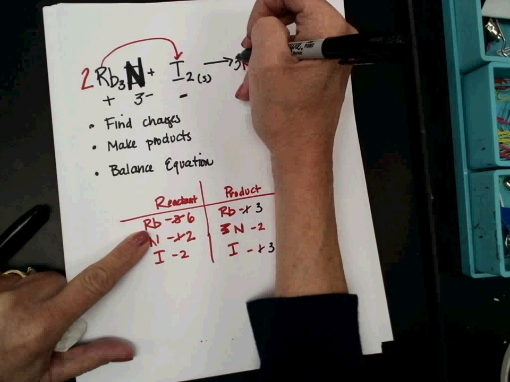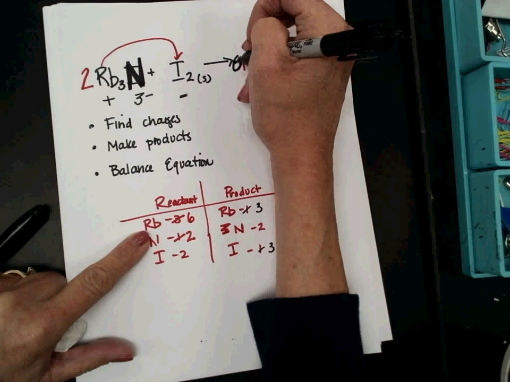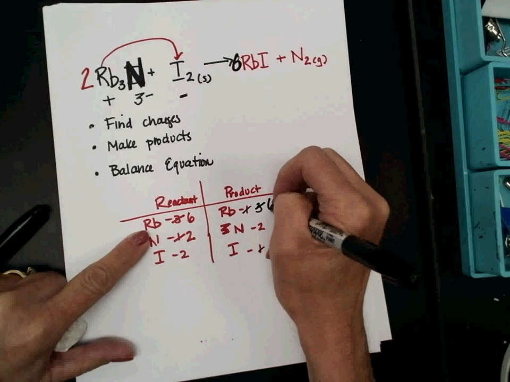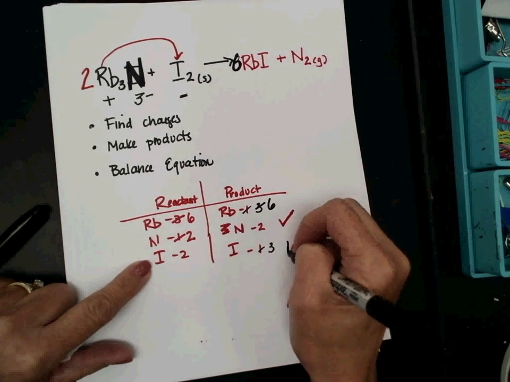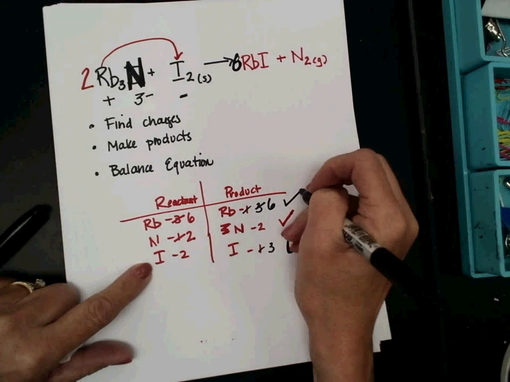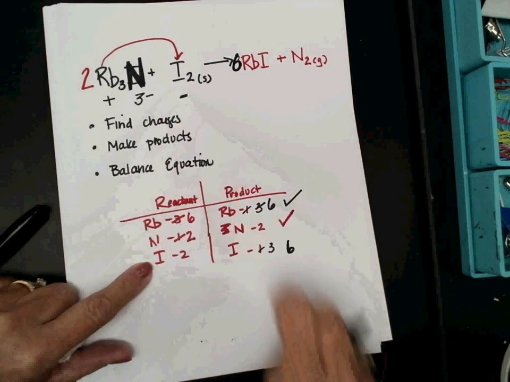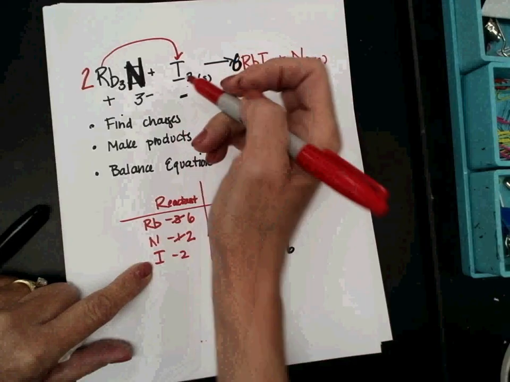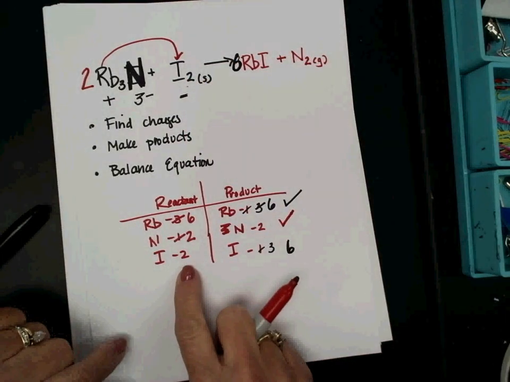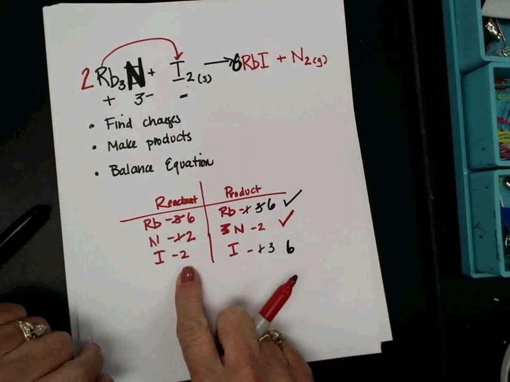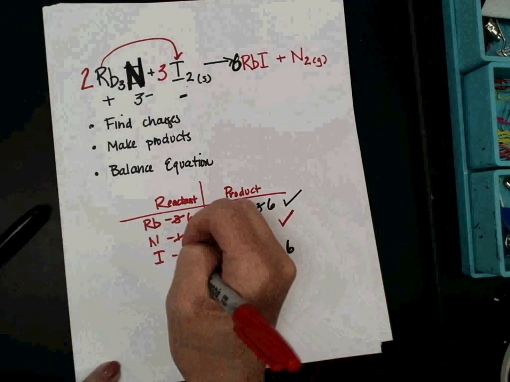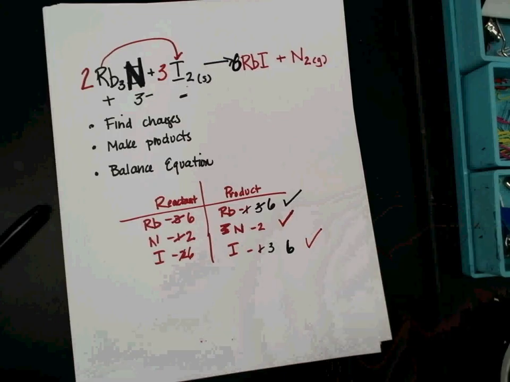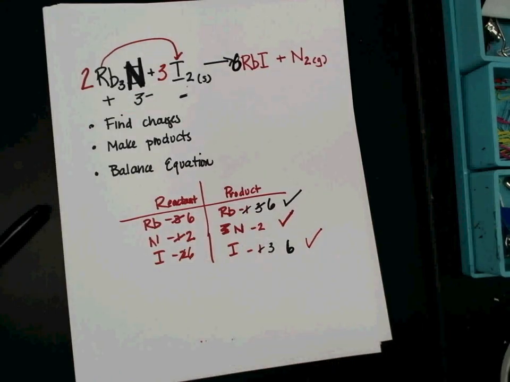Let's make this a 6 out here, and that gets my Rb to 6, and now my I is a 6, right? So this is balanced. What can I do here to make this a 6? 2 times what is 6? 3. Thank you, Tucker. So that becomes a 6. So now everything is balanced.